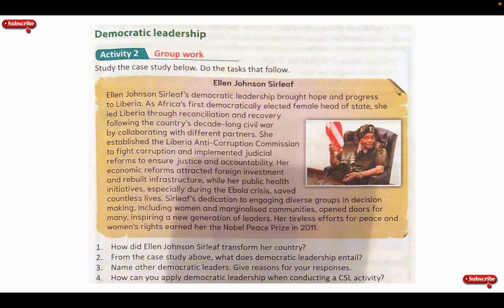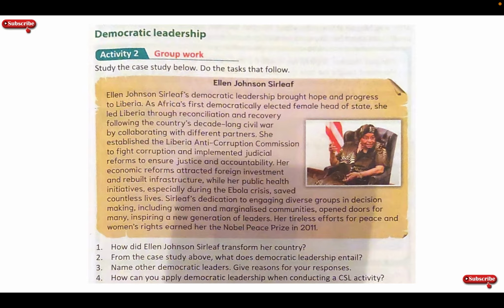Then we have activity 2 here. Let us look at it. It's group work. Study the case study below. Do the tasks that follow. Ellen Johnson Sirleaf. Ellen Johnson Sirleaf's democratic leadership brought hope and progress in Liberia.